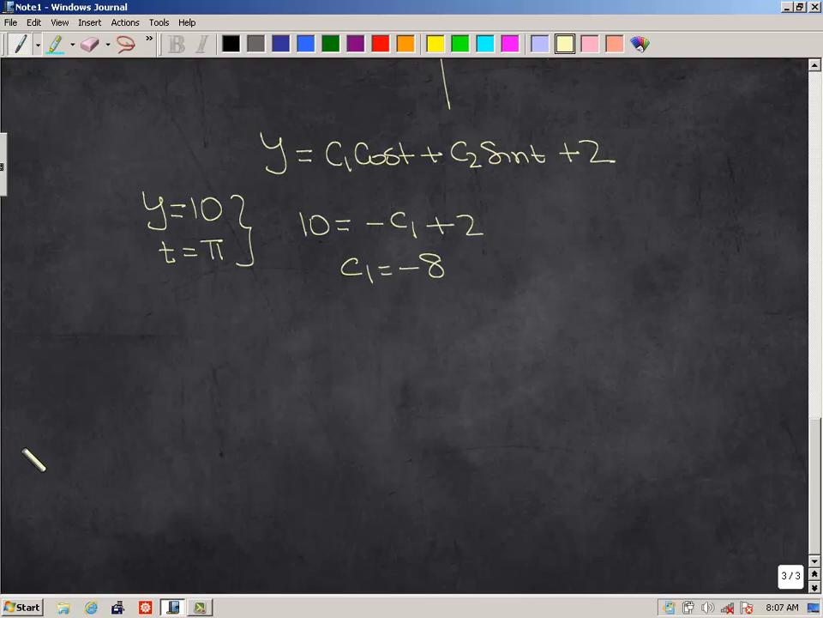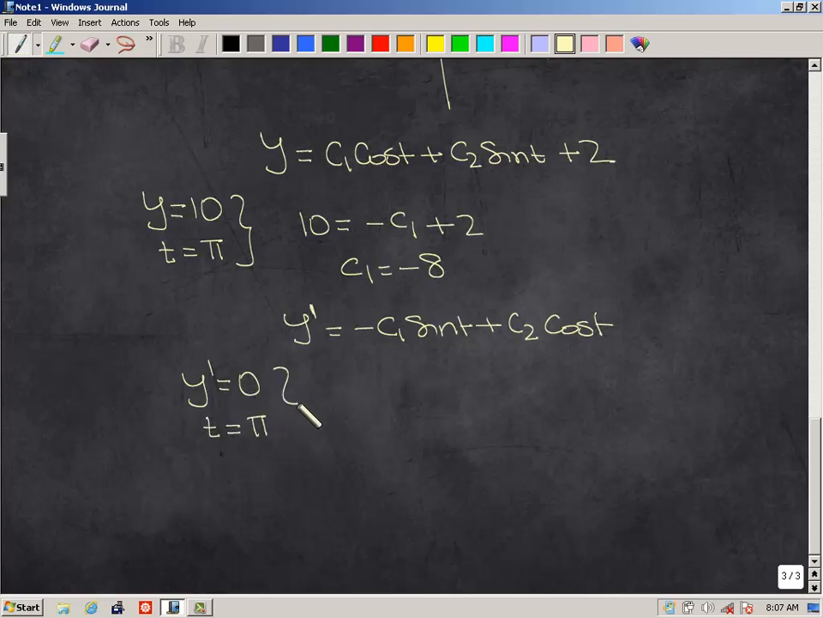Okay. Next, we want to plug in the second initial condition, but we need the derivative for that. So let's take the derivative. We get negative c1 sine t plus c2 cosine t, and the derivative of 2 is 0. We know y prime is 0 when t is pi. So we get 0 is equal to, sine of pi is 0, cosine of pi is minus 1. So we get c2 is 0.